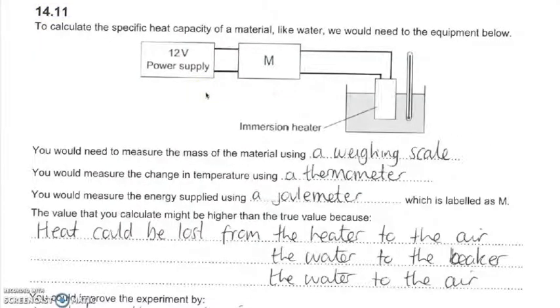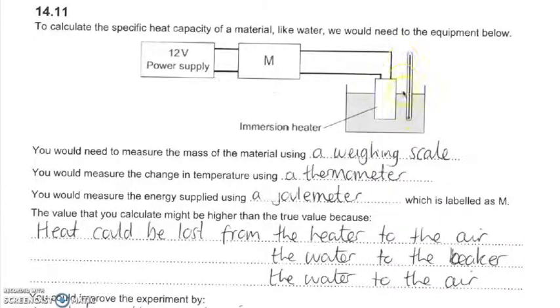So the other thing you need to do is be able to describe how to work out the specific heat capacity of a material. Okay. Now, here we go. We've got an immersion heater, so it's essentially going to heat up our material. So here's our material. It could be water or it could be another type of material. We've got our power pack, which is going to supply the energy required for that immersion heater to work.